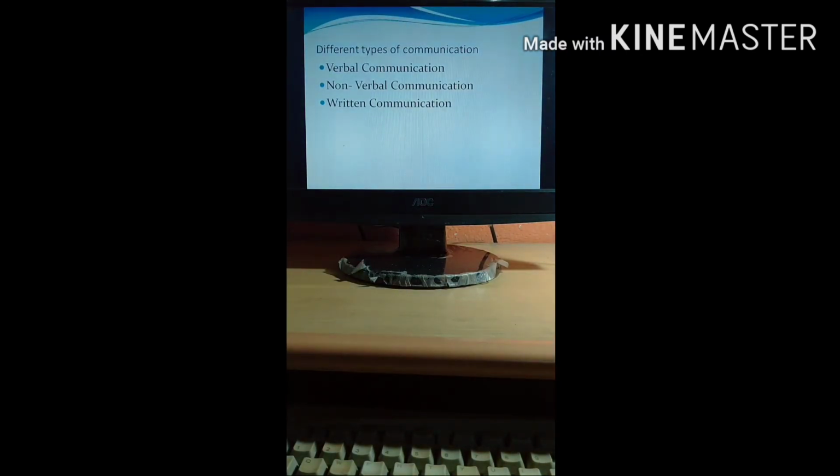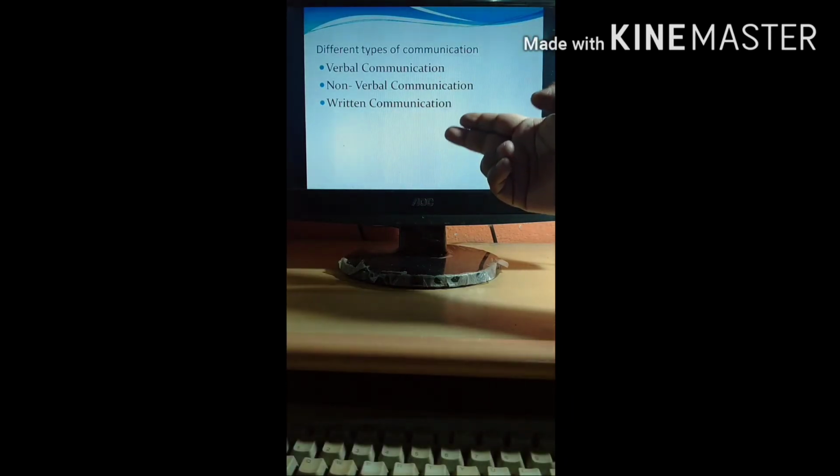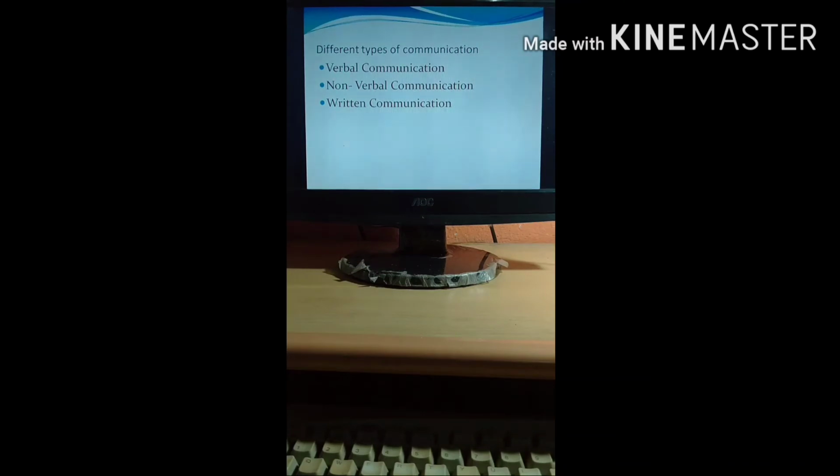Now in this slide we will see the different types of communication. Majorly there are three kinds of communication: verbal communication, non-verbal communication and written communication. Coming to number one, which is verbal communication. Verbal communication is the sharing of information between two individuals by using speech. So in verbal communication, the medium is speech, meaning language. If we are communicating with another person through a language, this is called verbal communication.